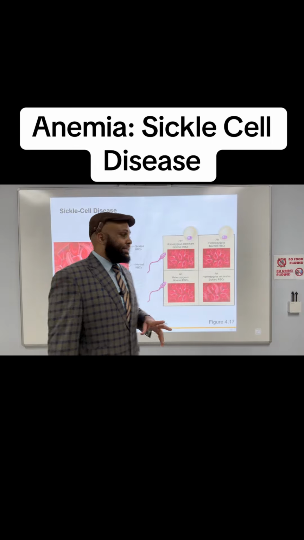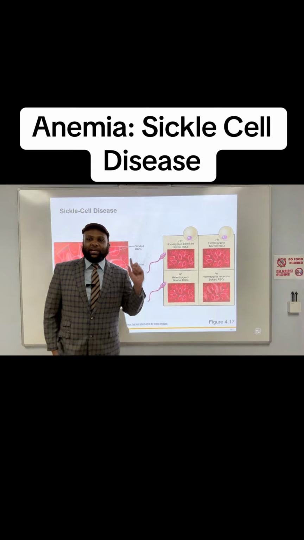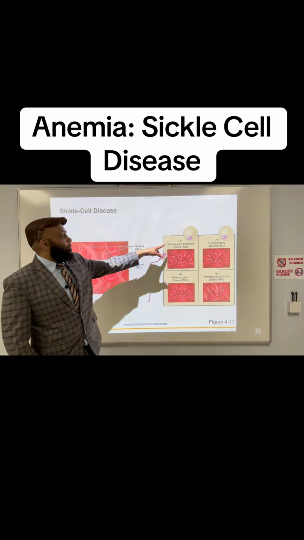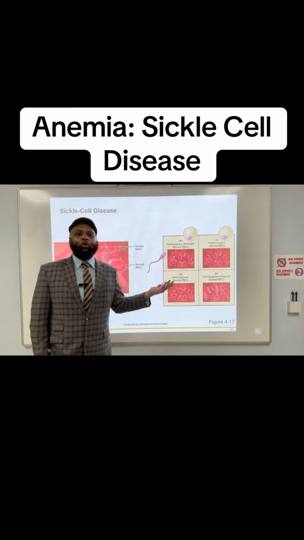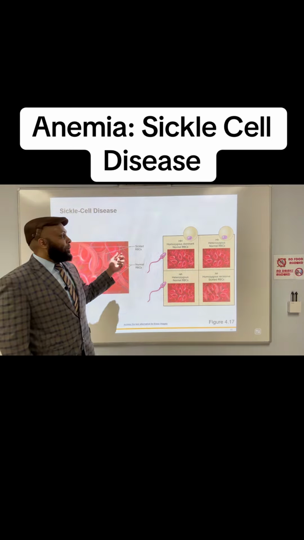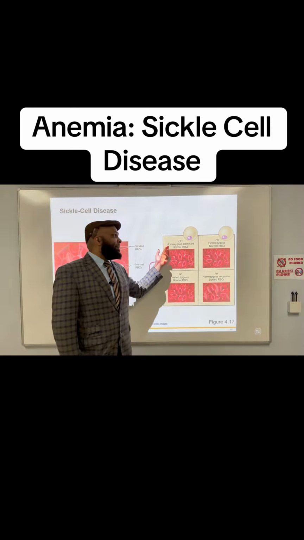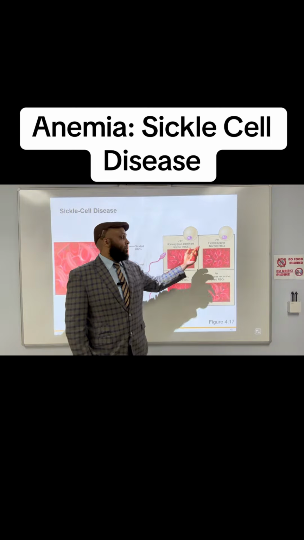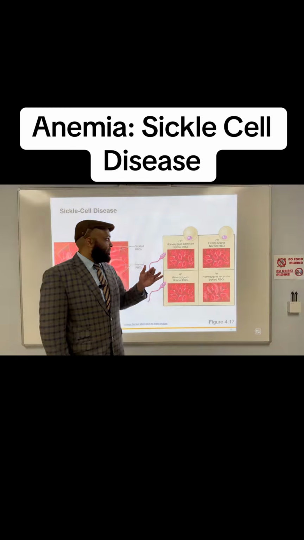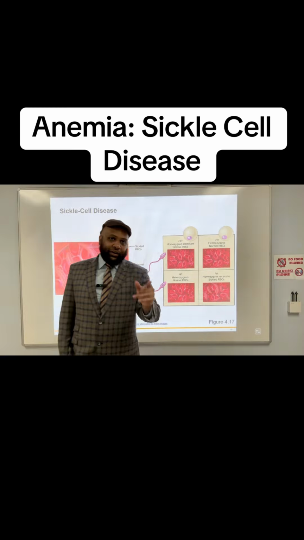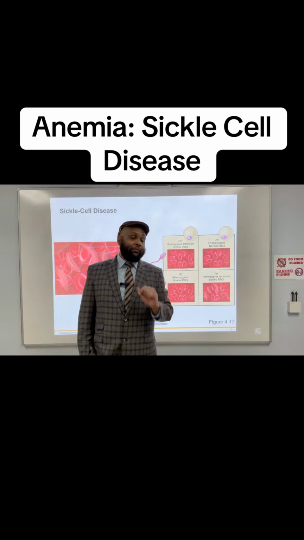So how do you get that disease? You have to be homozygous recessive. If you are homozygous dominant, two capital H's, then you will be normal. If you have a dominant allele and a recessive allele combined together, that's heterozygous, and you're a carrier. You don't have the disease, but you're a carrier.